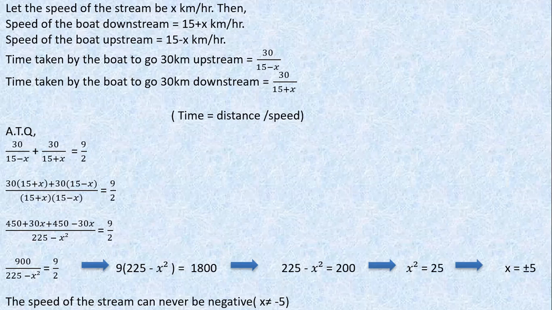So x is plus or minus 5. X is root 25, which is plus or minus 5. The speed of the stream can never be negative, so x cannot be equal to minus 5. Therefore, x value is 5. Therefore, the speed of the stream is 5 km per hour.